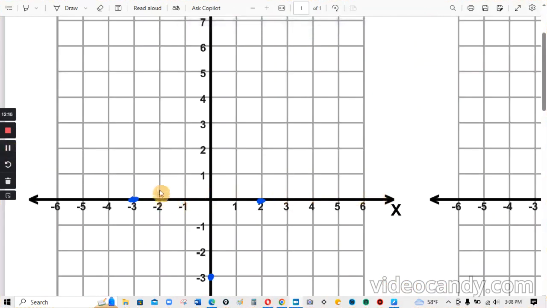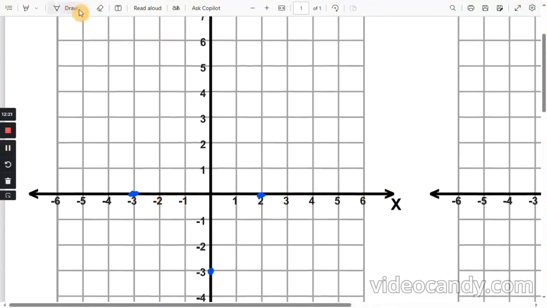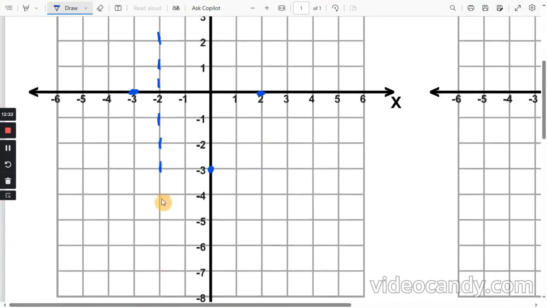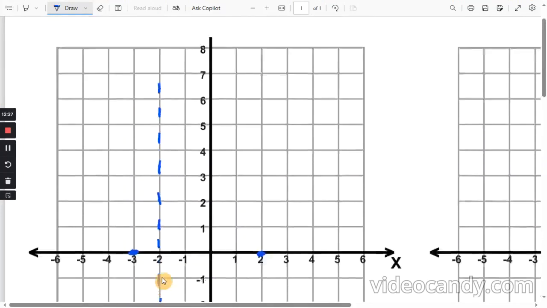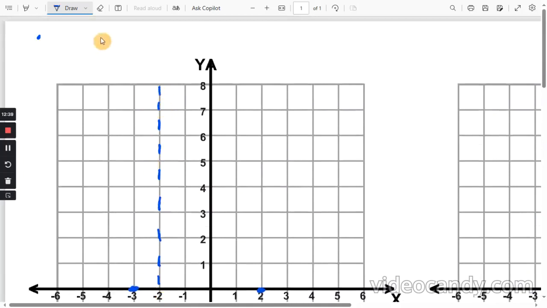All right, x equals negative 2 is right here. And we're just going to draw this in here at x equals negative 2. The asymptote is a dashed line. And the other one we said was y equals x minus 1. So just a basic graph.